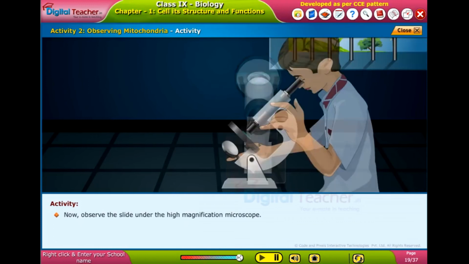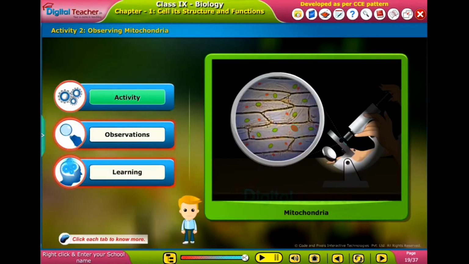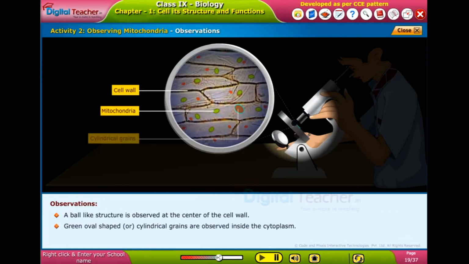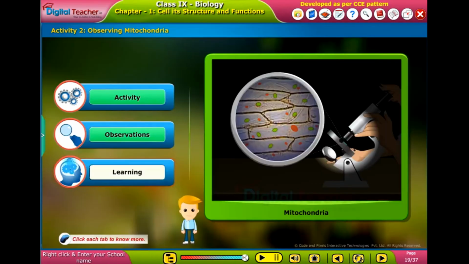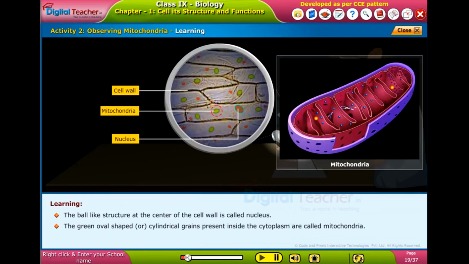Now observe the slide under the high magnification microscope. A ball-like structure is observed at the center of the cell wall. Green oval-shaped or cylindrical grains are observed inside the cytoplasm. The ball-like structure at the center of the cell wall is called nucleus. The green oval-shaped or cylindrical grains present inside the cytoplasm are called mitochondria.